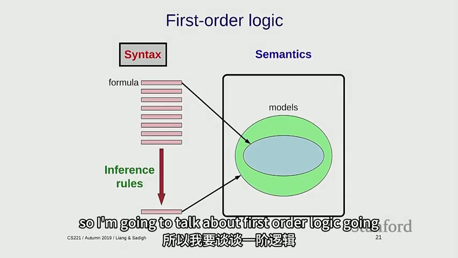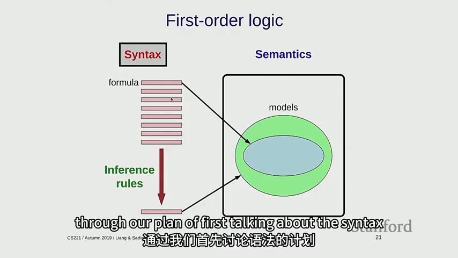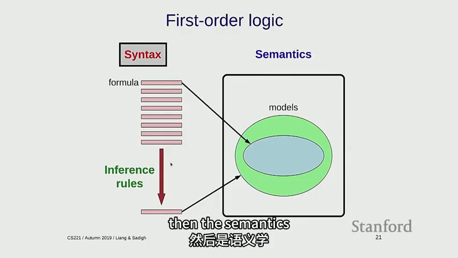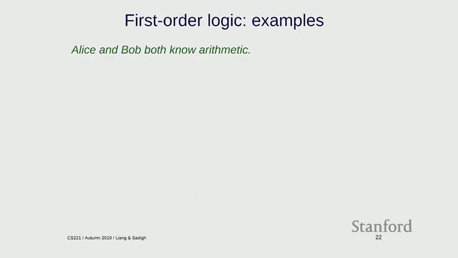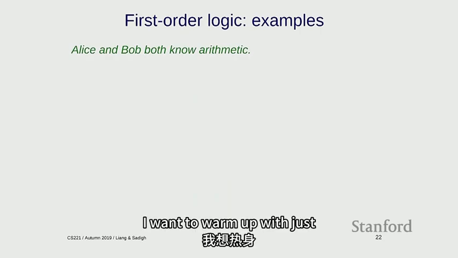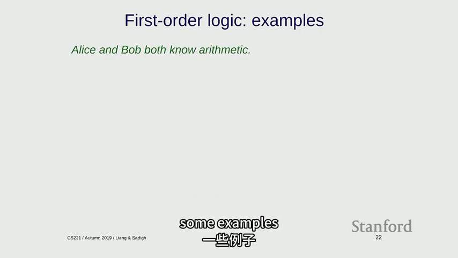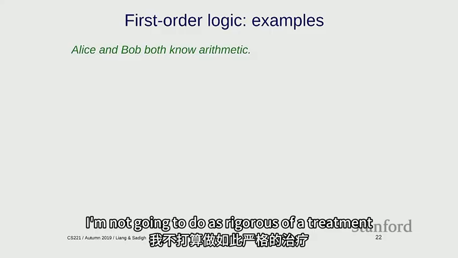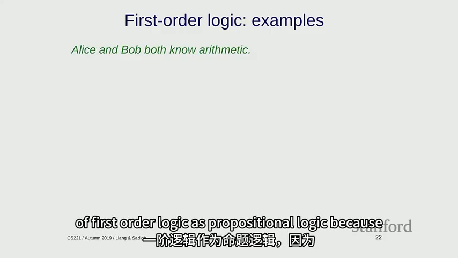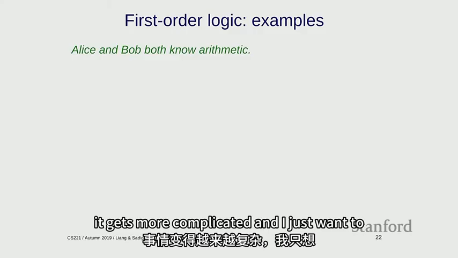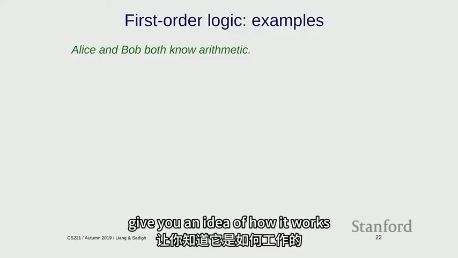Okay, so I'm going to talk about first-order logic, going through our plan of first talking about the syntax, then the semantics, and then inference rules. I want to warm up with just some examples. I'm not going to do as rigorous a treatment of first-order logic as propositional logic because it gets more complicated, and I just want to give you an idea of how it works.